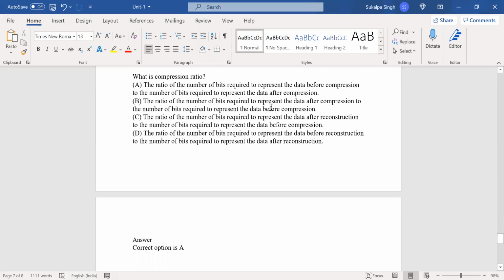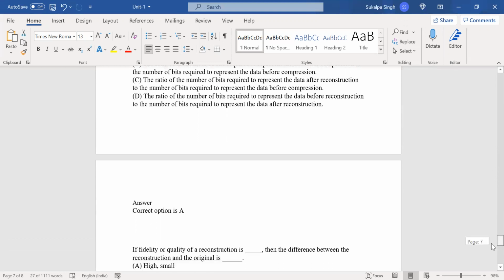And here this one is opposite. It might be saying after, before, and so on. So you have to make sure you are sure: before compression to after compression. This should be the key, whether you study it in the form of a definition or in the form of a divide rule. The ratio of the number of bits required to represent the data after reconstruction to the number before. No, this is not it. So first one, be clear on the first one: before compression to the number of bits required after the compression, because that is the only correct answer.